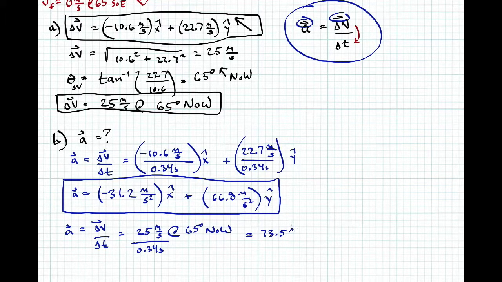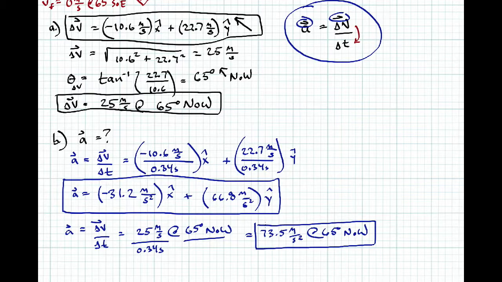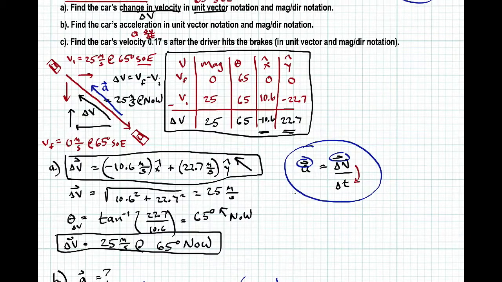73.5 meters per second squared. In what direction? It's in the exact same direction as the change in velocity, at 65 degrees north of west. This right here is our acceleration in magnitude direction notation. This is talking about the full vector right here.